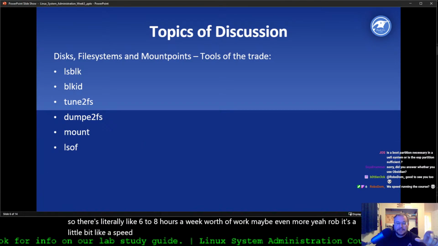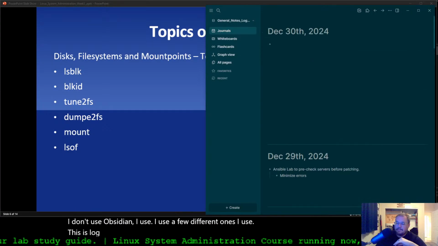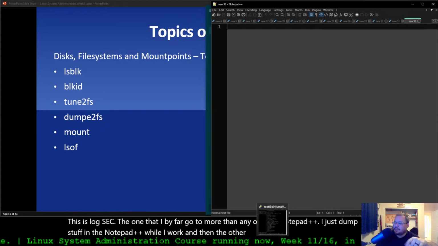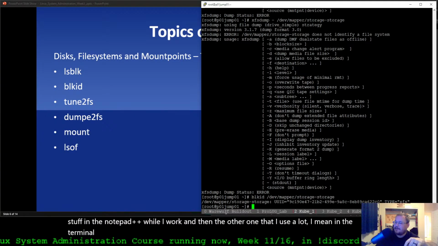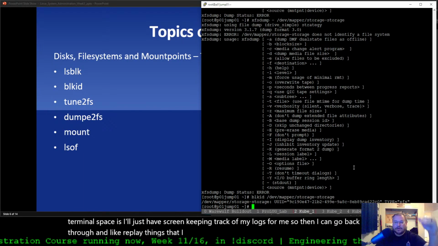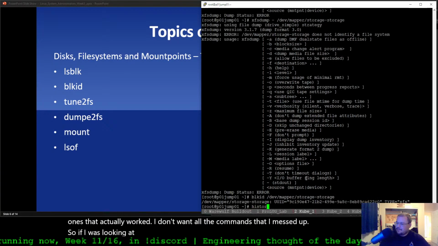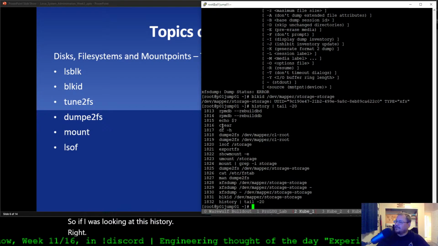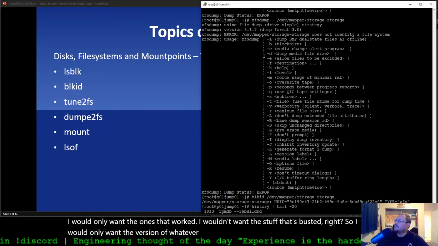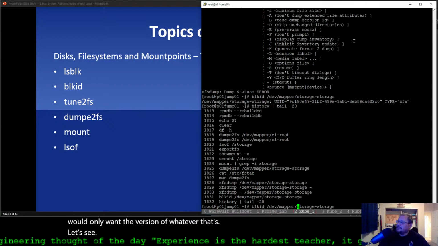Yeah. I don't use Obsidian. I use a few different ones. This is LogSec. The one that I by far go to more than any other is Notepad++. I just dump stuff in Notepad++ while I work. And then the other one that I use a lot, in the terminal space, is I'll just have Screen keeping track of my logs for me, so then I can go back through and replay things that I did. And oh, I don't want all the history. I just want those ones that actually worked. I don't want all the commands that I messed up. So if I was looking at this history, I would only want the ones that worked. I wouldn't want the stuff that's busted, right? So I would only want the version of whatever that's, let's see. It's interesting to me that that's not showing.